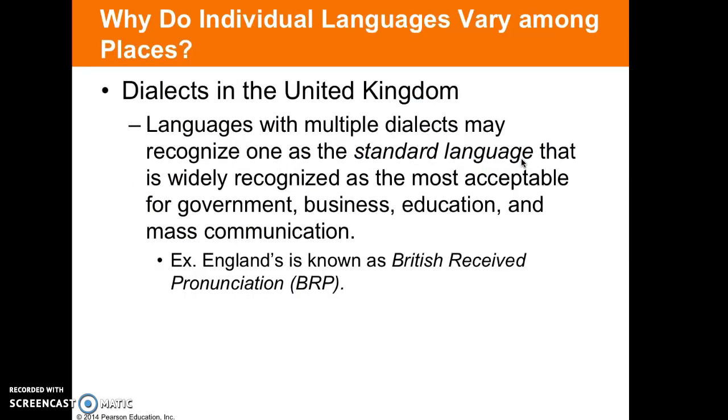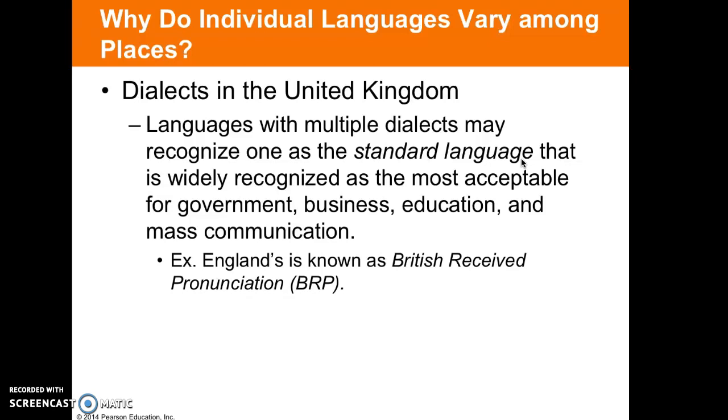In the United Kingdom, there's dialects as well. So languages with multiple dialects may recognize one standard language that is widely recognized as the most acceptable for government, business, education, communication, etc. So in English, in the United States, we call it Standard American English, SAE. That is the pronunciation, the phrasing, the language patterns you hear by most news anchors, and not all, but many politicians.